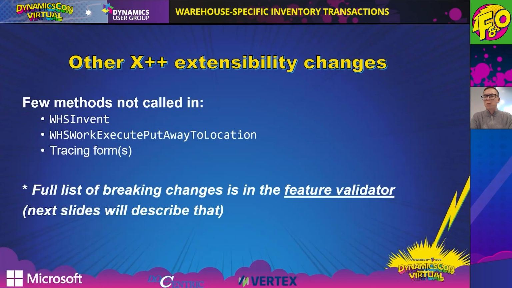There are also other X++ extensibility changes; there are certain methods which we don't call anymore. The full list of them you can find in the feature validator. I will describe the feature validator in more detail in just a few slides. But be aware that in some key classes like WHSInvent and WHSWorkExecutePutAwayToLocation, certain methods are not called. Let's now talk a little bit about potential risks with activating this feature.